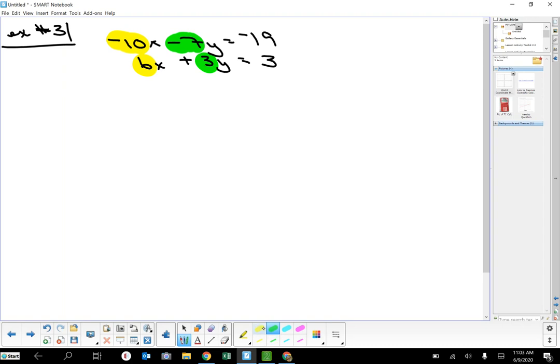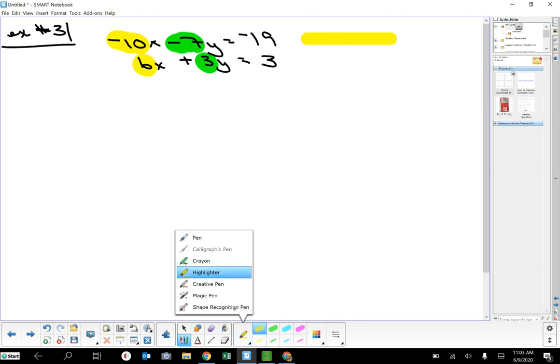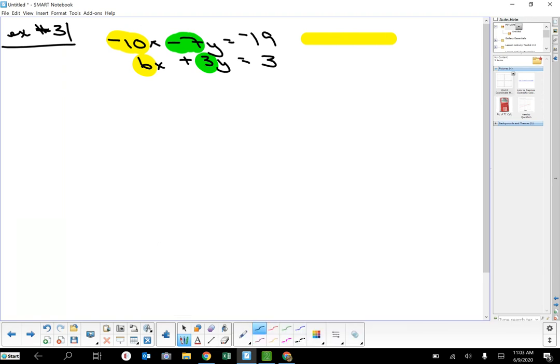And so here's just a couple of statements. For the yellow, I could make these both equal 30 by multiplying the top equation by a 3, and I could multiply the bottom by a 5. Oh, I'm sorry, positive 3, not a negative 3. So that would give me a negative 30 and a positive 30.